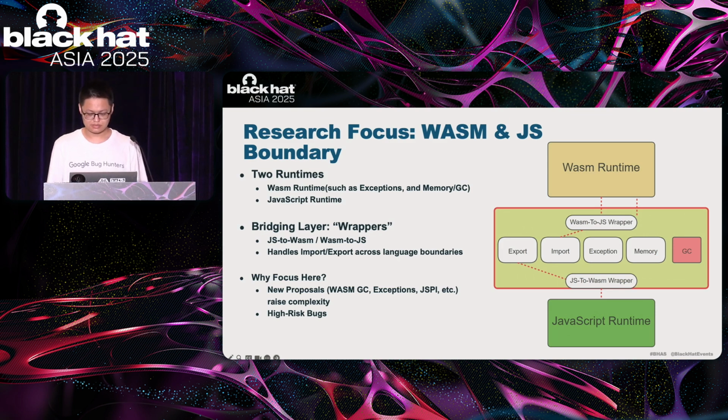Let's take a look at this simplified diagram. Between these two runtimes, there is a crucial bridging layer referred to as wrappers, which consists of JS-to-Wasm and Wasm-to-JS wrappers. These wrappers handle critical cross-language interactions, including import and export. Our research focuses on this interaction boundary as it's a high-risk area where vulnerabilities can occur. With the continuous evolution of WebAssembly, including new features like GC and JSPI, this interaction layer is becoming more and more complex, introducing new security risks.